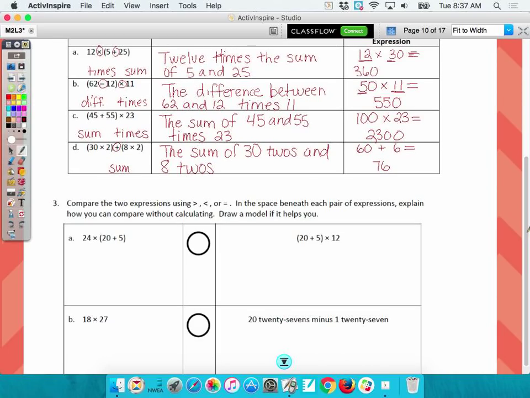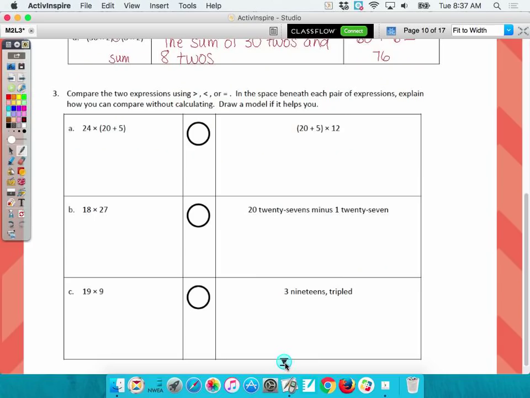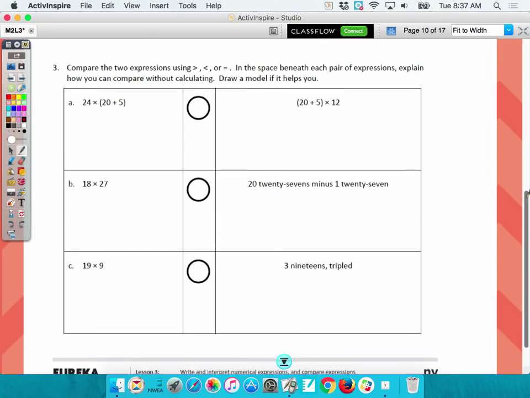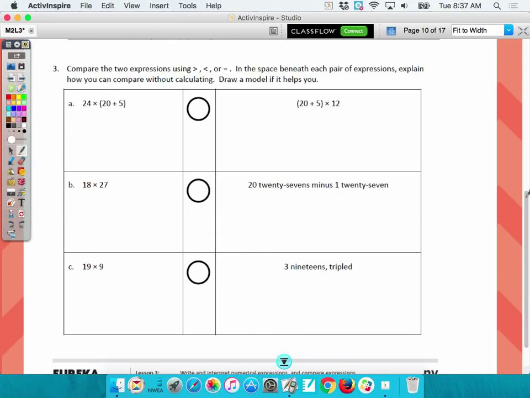All right, we're almost finished and then you'll have time to do your exit ticket. Let's see if we have to solve these. Oh, my goodness, look at those directions. Let me read them. Compare the two expressions using greater than, less than, or equal to. In the space between each pair of expressions, explain how you can compare without calculating. Uh-oh, compare without calculating. Draw a model if it helps you.